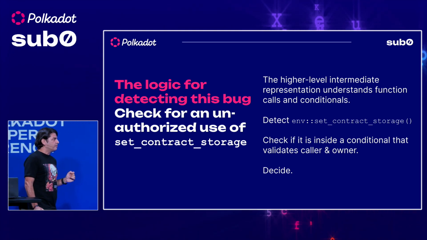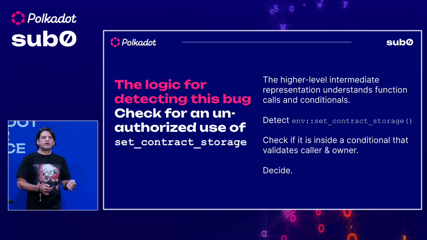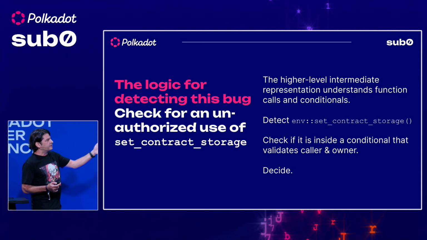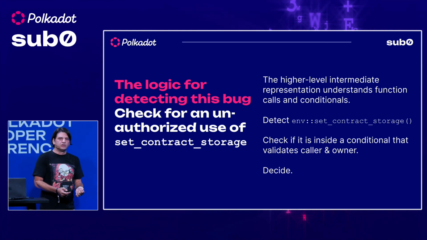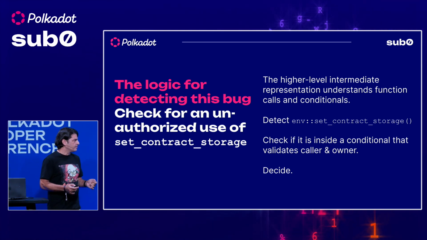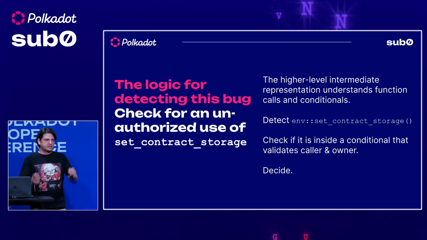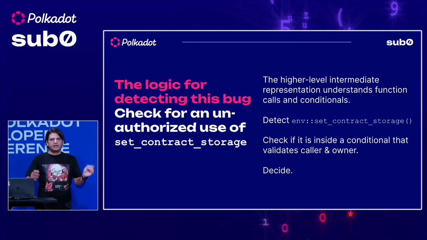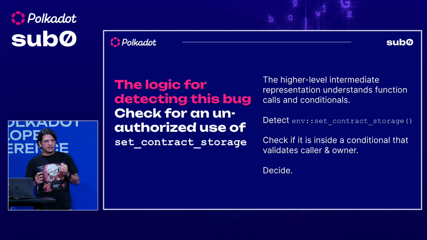This could happen, but only if it's conditional to, I don't know, the owner of the contract being the caller. So if the caller of this set contract storage is the owner of the contract, then okay, he may be able to write into any position. Else, we should do something differently. And that's the logic of our detector. It's very simple. If set contract storage is called without any conditional, we trigger an alarm. Else, we check if there's a conditional. If there's a conditional, we check what's inside that conditional.